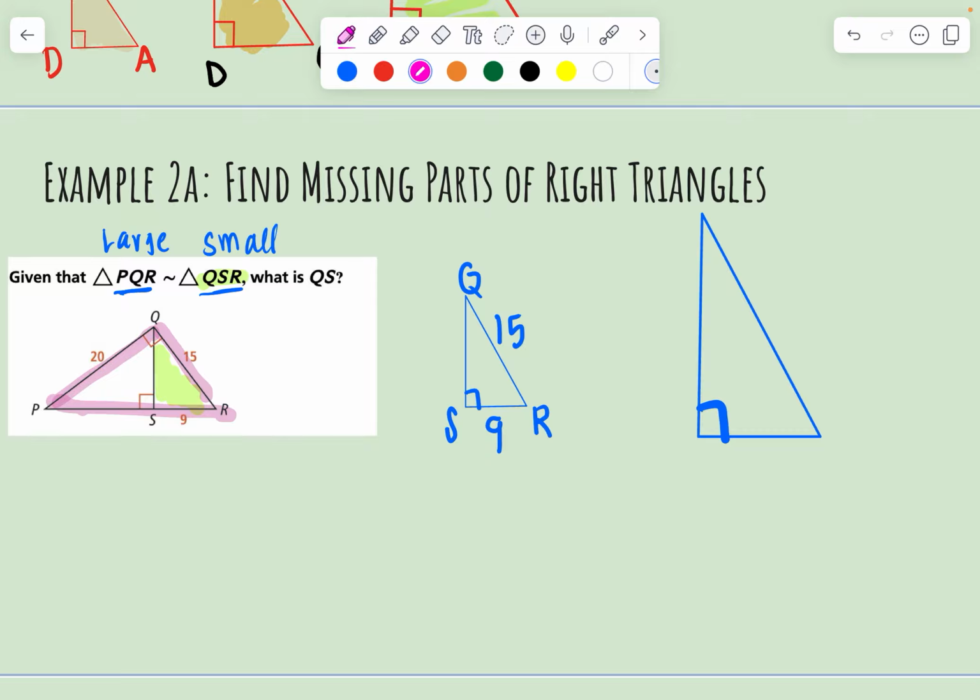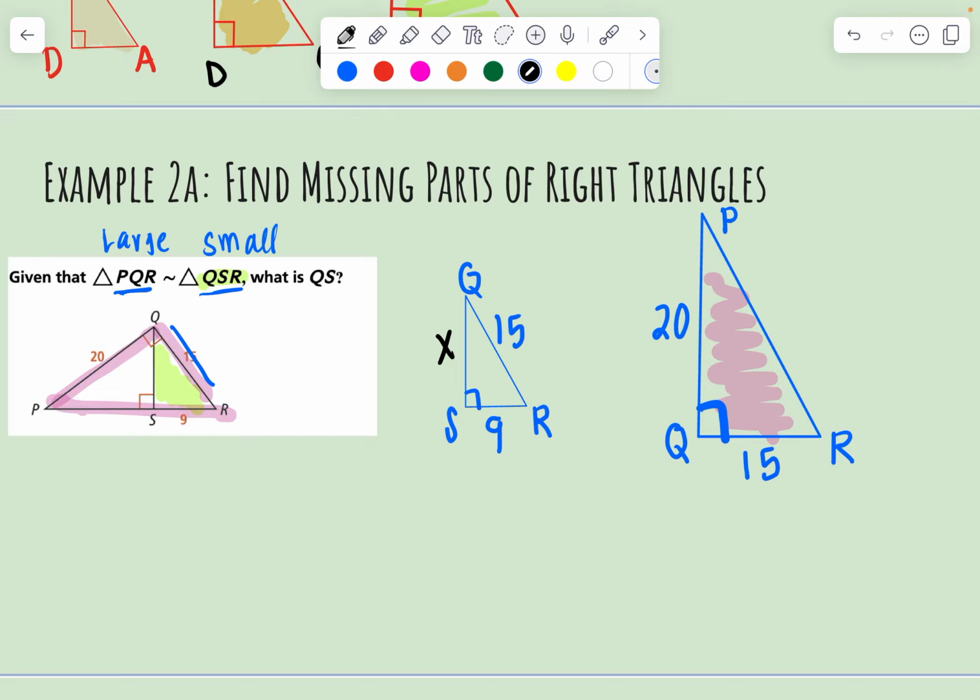And then for our whole big triangle here, I can see the right angle is at Q. I can see the shorter side is from Q to R, and the longer side is from R to P. And then I also know from Q to R is 15, and I know from Q to P is 20. And then they're asking us to find how long it is from Q to S. So we're looking for X there on our small triangle.